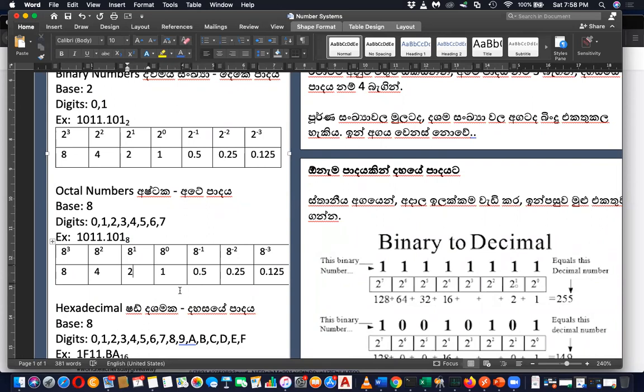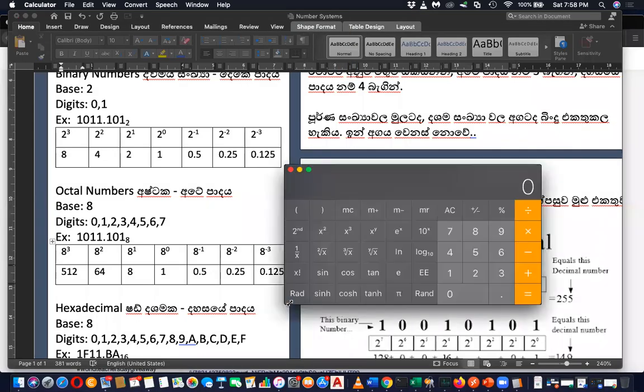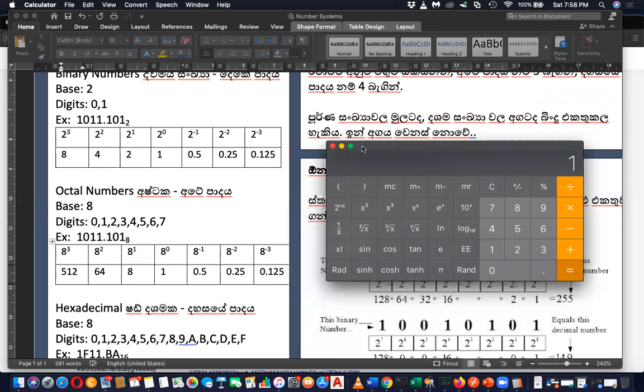This is 1. This is 8. And this is 8 into 8, which is 64. 64 into 8, what is the value? Is it 512? I believe it's 512. If you're not sure, you can just calculate, but hopefully you can do calculations better than me. 8 into 8 into 8, yeah, it's 512.